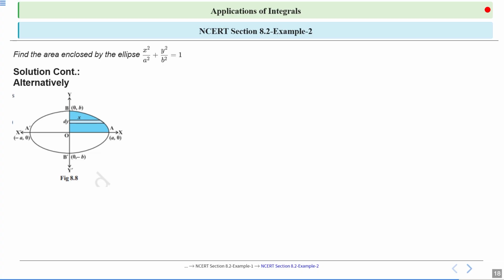So to calculate the area of this blue region, we have to find the value of the definite integral from 0 to b, with limits for y from 0 to b, of x dy. So the area A is equal to the integral from 0 to b of x dy.